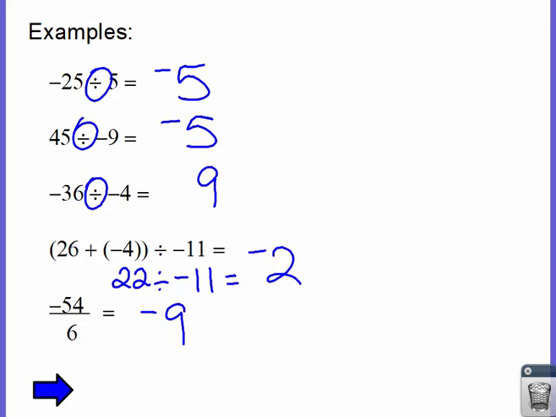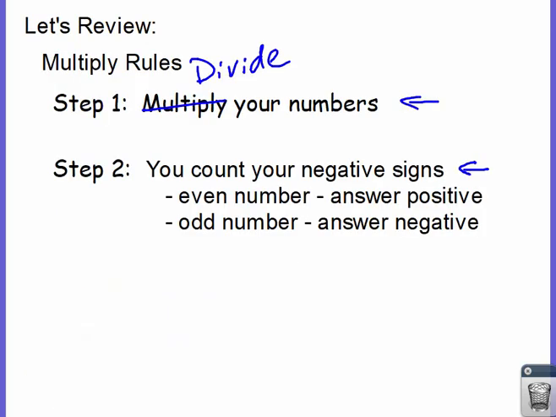So in multiply divide, we basically just have two little steps. You either multiply or divide your numbers, just like you've done since 2nd and 3rd grade. And then you count your negative signs. If you have an even number, 0, 2, 4, 6, 8, negative signs, your answer is going to be positive. If you have an odd number, 1, 3, 5, 7, your answer is going to be negative. And that's all there is to multiplying and dividing integers.